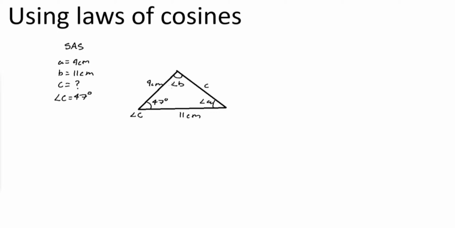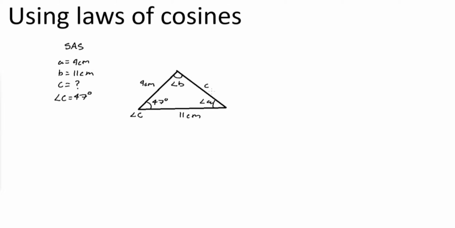So this is an SAS triangle, excuse me. This is an SAS triangle because we have a side, another side, and between the two sides that we know, there's an angle that we also know the value of. So it makes an SAS triangle, if that helps a bit. So let's solve for side C here.